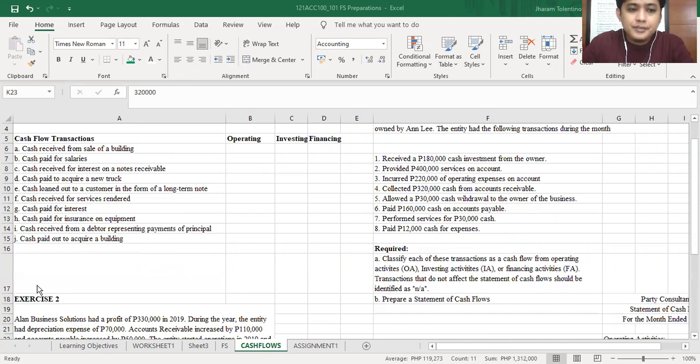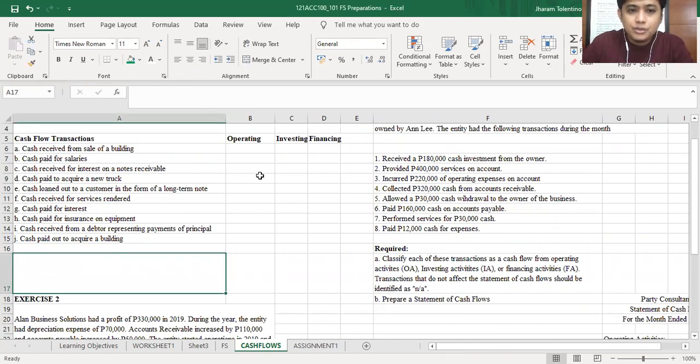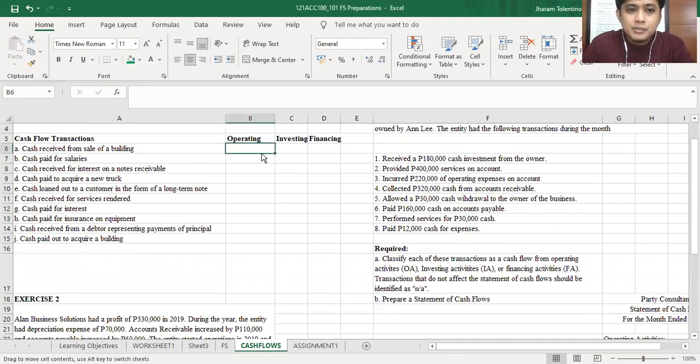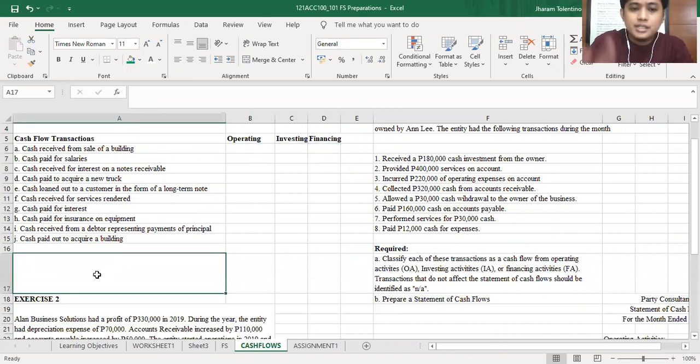Let's have the following exercises. But before we go to the following exercises, kasi may mga sagot na rin to eh. May mga nakaprepare ng sagot dyan. Ito muna, sagutan niyo muna to.